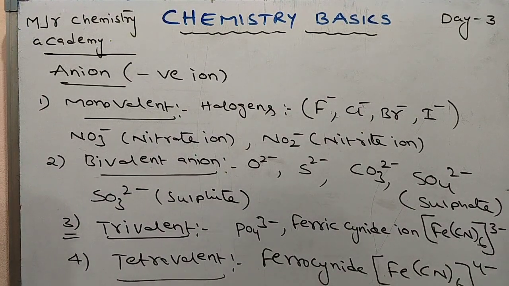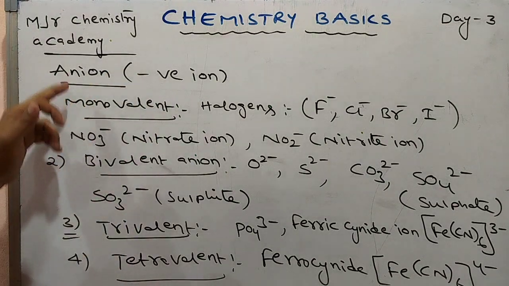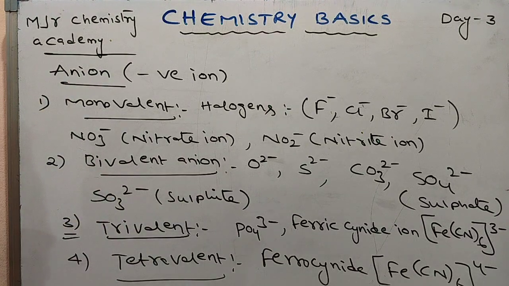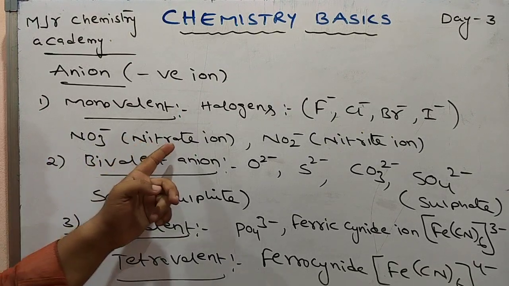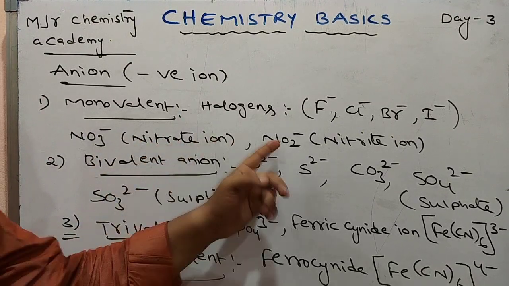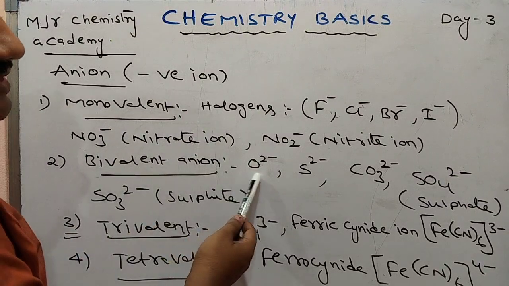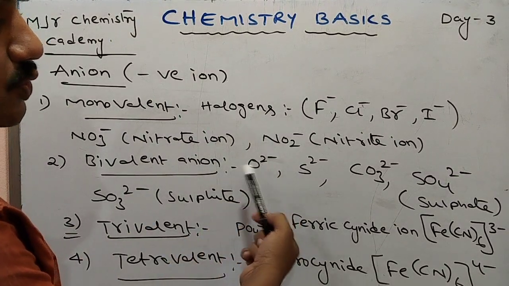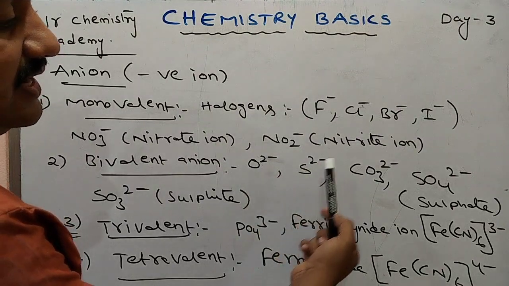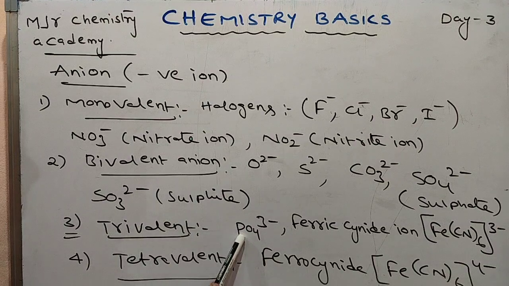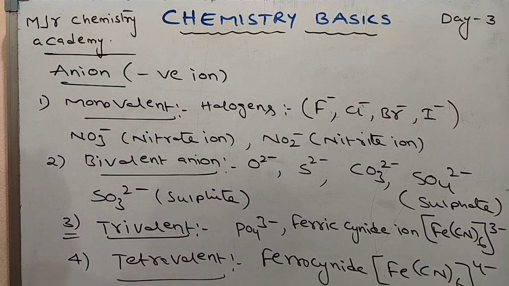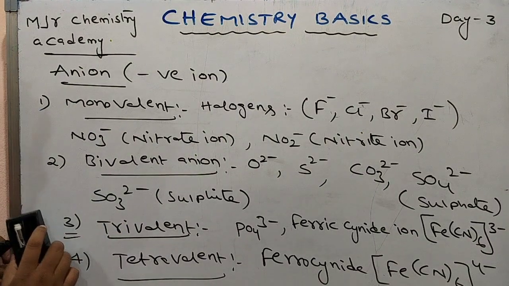These are some ions I explained. So these are anions. Anions means negatively charged ions, classified based on their valency. Monovalent, particularly halogens, and some compound ions, nitrate ion. Bivalent anion means gaining 2 electrons to carry the 2 minus charge: oxide ion, sulfide ion, carbonate ion, sulfate ion, sulfite ion. Trivalent: phosphate ion and ferricyanide ion. Tetravalent: ferrocyanide ion. So these are the anions concept.